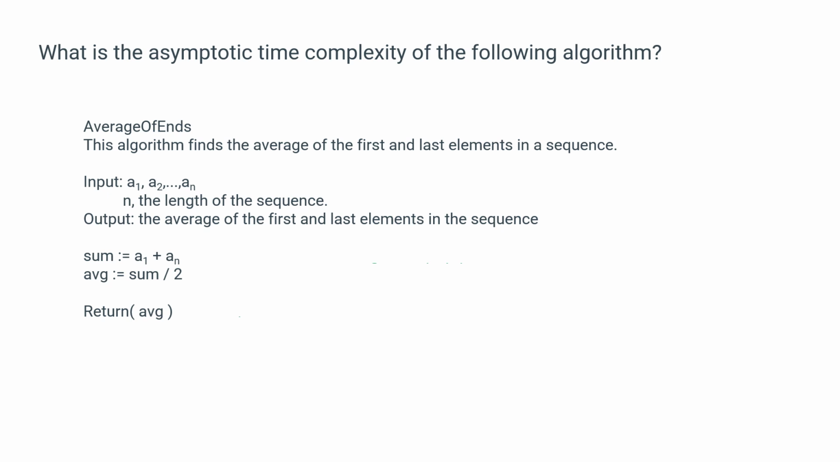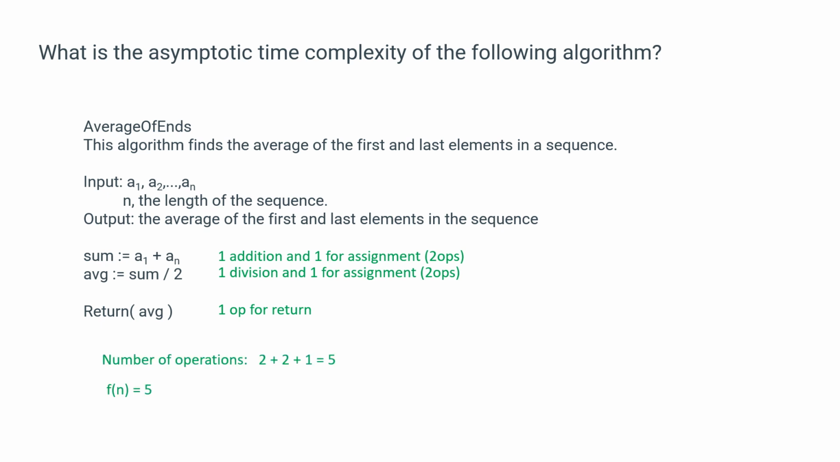add those two together. So first of all, we have sum equals A1 plus A2. Well, that's just two operations because we're adding and then have an assignment. Now the next one, same kind of thing, we're doing a division and then making an assignment, so that's two operations. Then this last one is one operation for returning. Notice none of these depend upon n. We didn't have a loop in there. We're just going through these three little statements. So if we add up how many there are, 2 plus 2 plus 1 gives us 5.